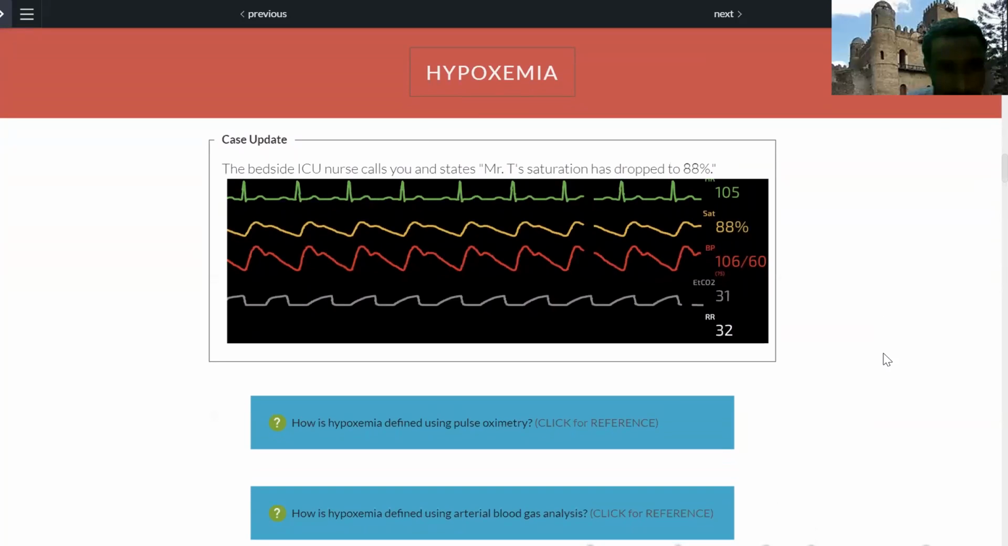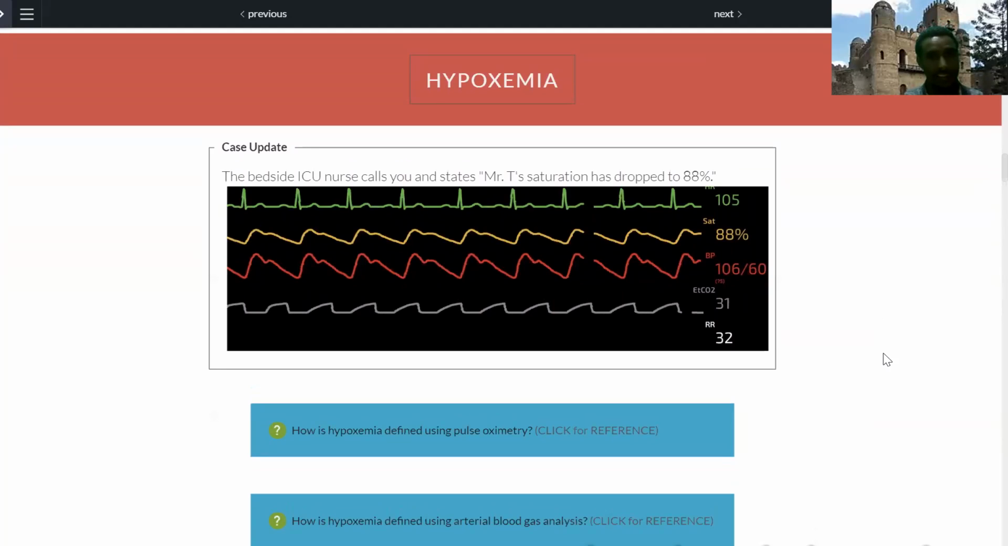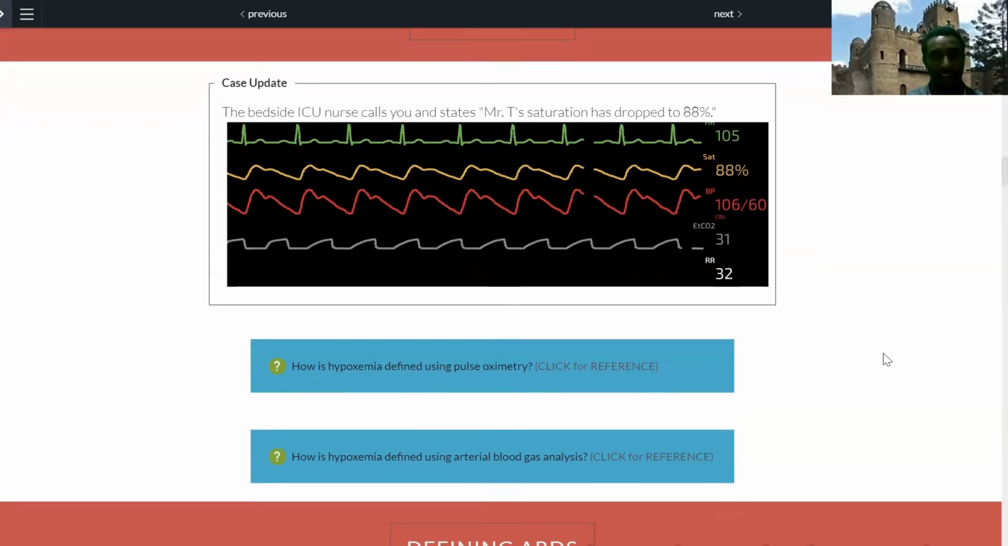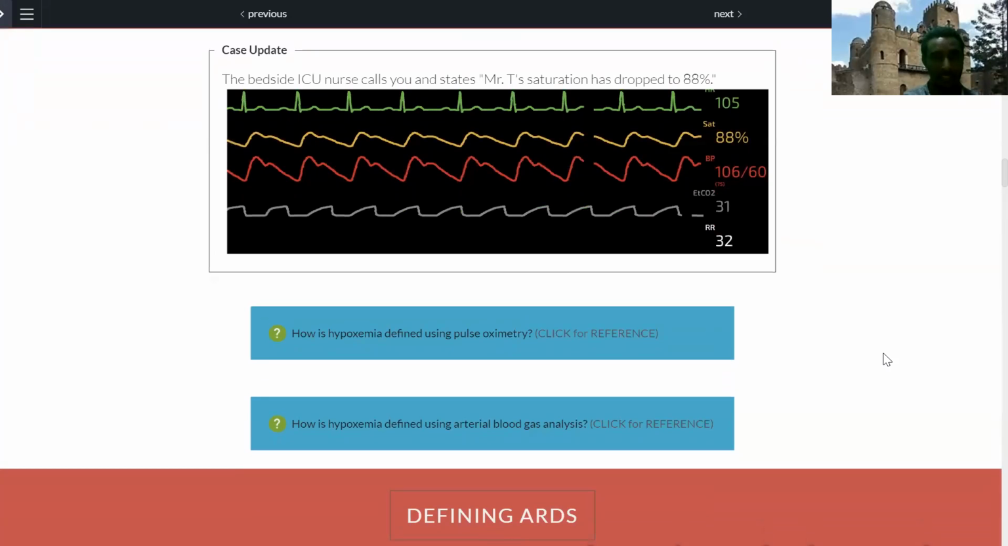Okay. Thank you. As you can see from the screen, the patient is put on a monitor: ECG, pulse oximetry, blood pressure, and so on. It reads pulse of 105, saturation 88%, BP 106/60, end-tidal carbon dioxide level of 31, with a respiratory rate of 32. So how is hypoxemia defined using pulse oximetry? That means, does this patient actually have hypoxemia based on this monitoring result? You have 30 seconds to answer the first question, which is how hypoxemia is defined using pulse oximetry.